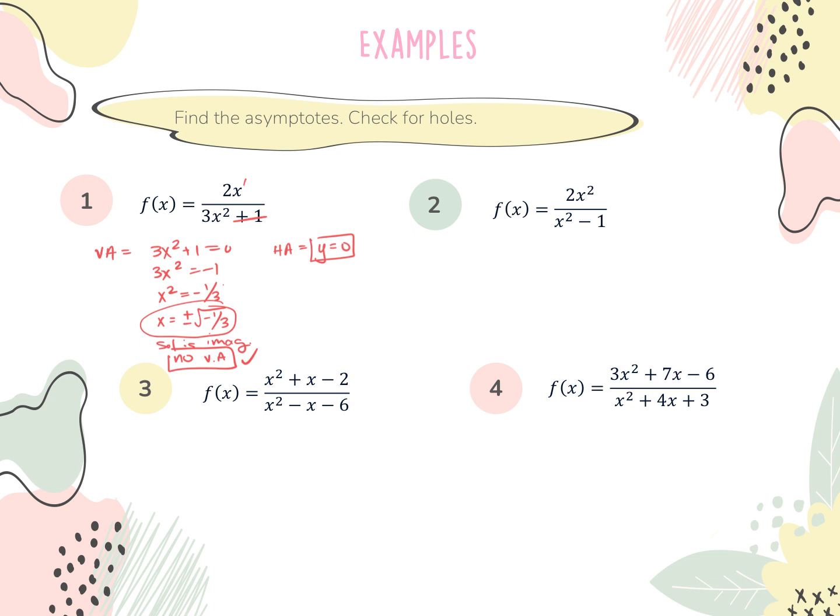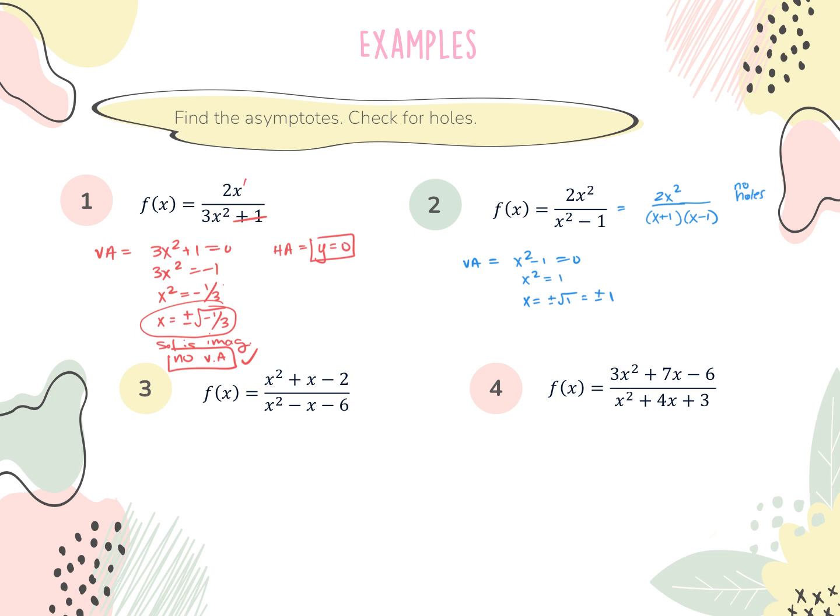Now this one can be factored. However, when you factor it, you're going to get x plus 1 and x minus 1, and you're going to see that there's nothing repeated. So there are no holes here, just like in the last one. So I'm going to start looking for my vertical asymptote. I know the denominator cannot equal 0, so x squared equals 1, and I get x equals positive and negative square root of 1, which is plus or minus 1.